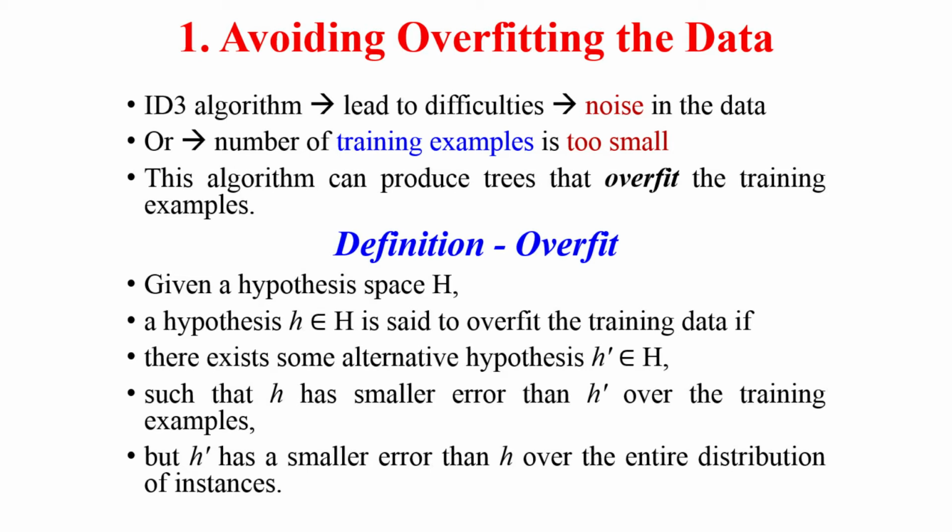Given a hypothesis space H, a hypothesis h which belongs to the hypothesis space H is said to overfit the training data if there exists some alternative hypothesis h' also belonging to the hypothesis space H, such that h has smaller error than h' over the training examples, but h' has smaller error than h over the entire distribution of the instances.